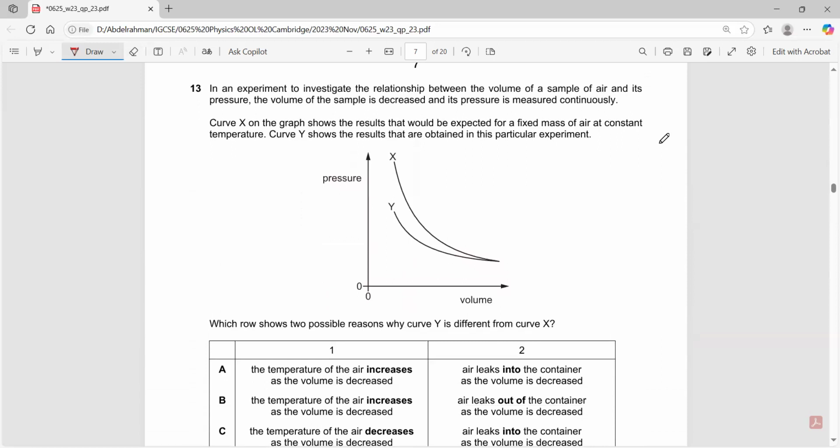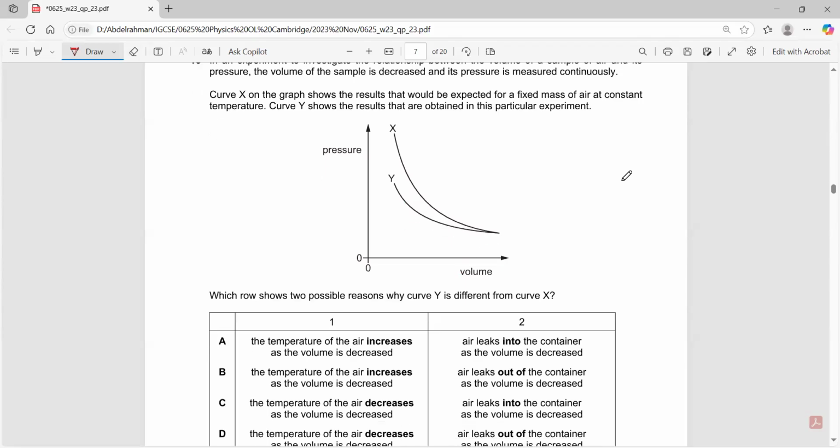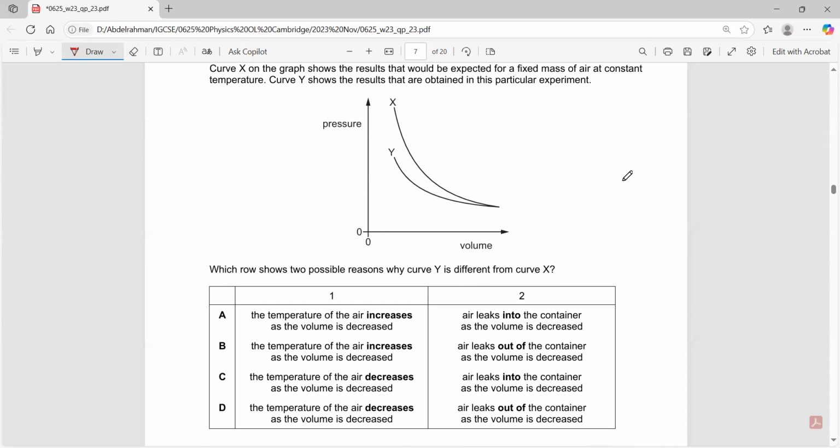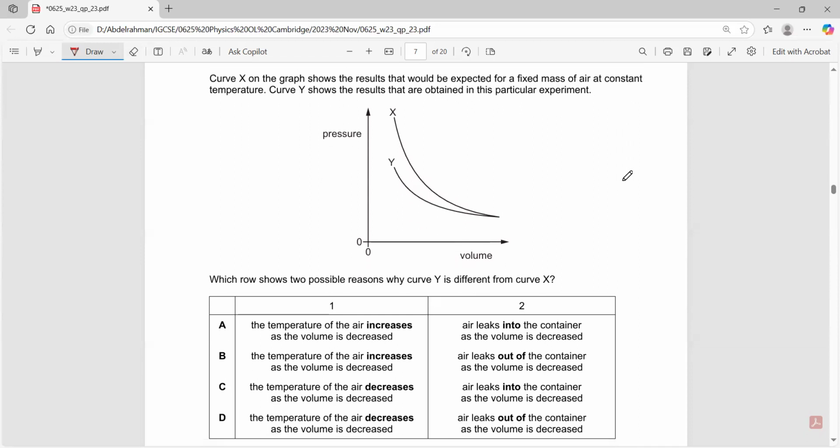In an experiment to investigate the relationship between the volume of a sample of air and its pressure, the volume of the sample is decreased and the pressure is measured. Curve X on the graph shows the result that would be expected for a fixed mass of air at constant temperature. Curve Y shows the results that are obtained for this particular experiment. So it's quite obvious that as the volume increases, the pressure decreases, and vice versa. They are inversely proportional. Which row shows two possible reasons why curve Y is different?